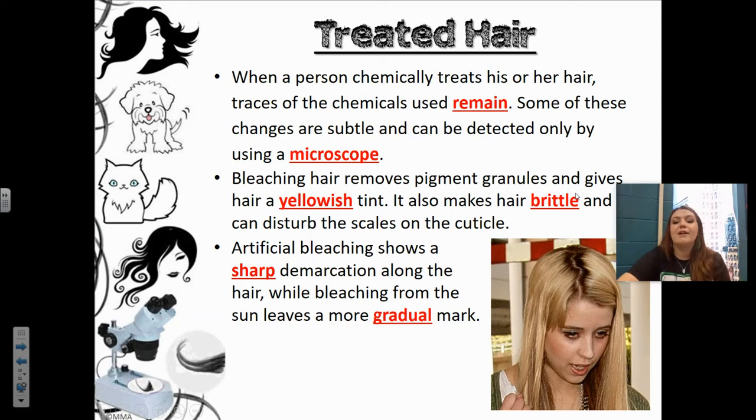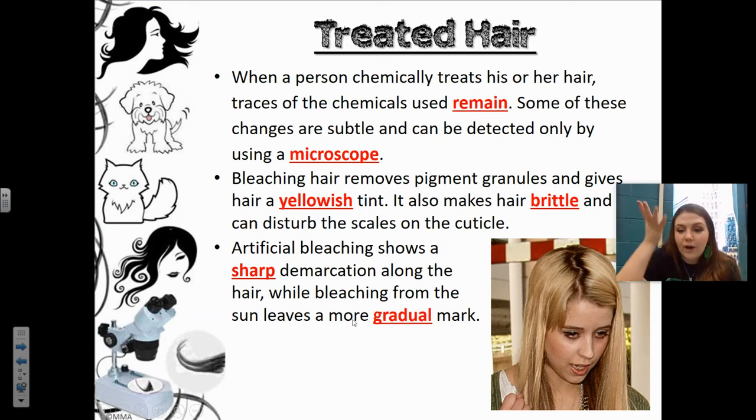That's why it's so easy, like in Frey's hair, because it's literally stripping the inside of your hair out and gives the hair a yellowish tint. It also makes the hair very brittle and can disturb the scales and the cuticles, giving it that frayed look at the bottom. Artificial bleaching shows a sharp demarcation. So if you had the whole strand of hair, you could see this is where they bleached their hair, and this is where it's growing out in the roots.